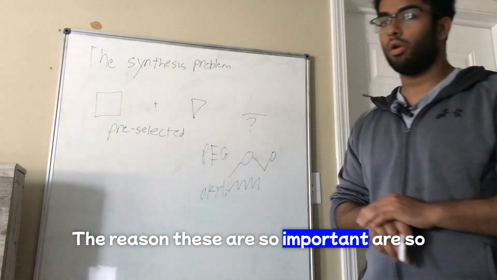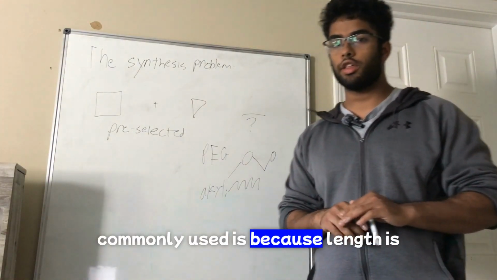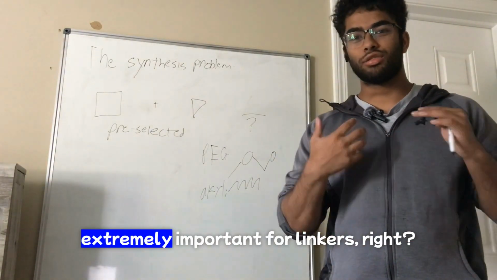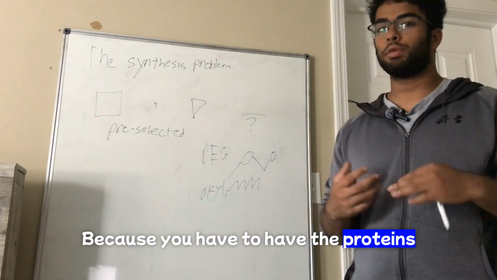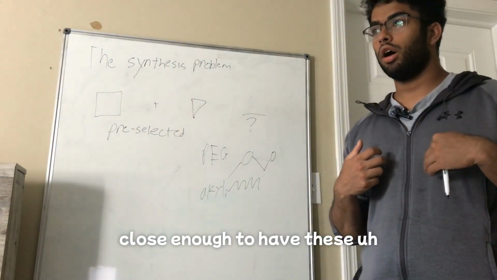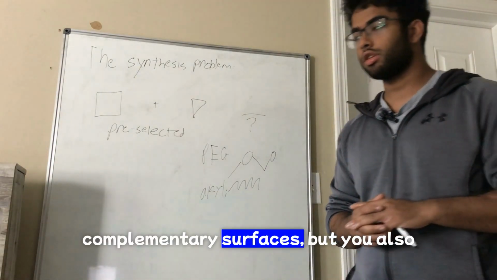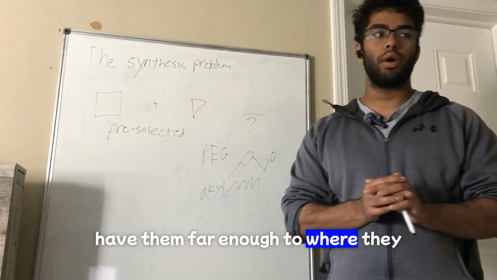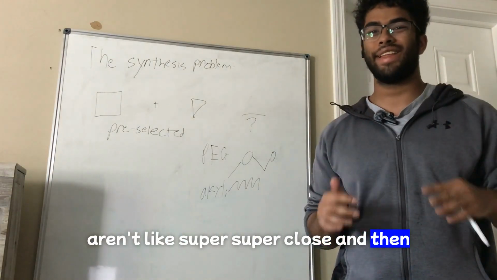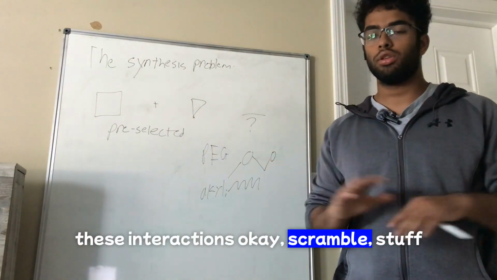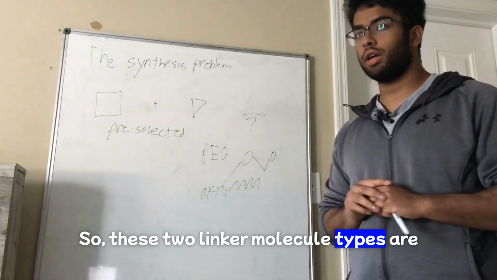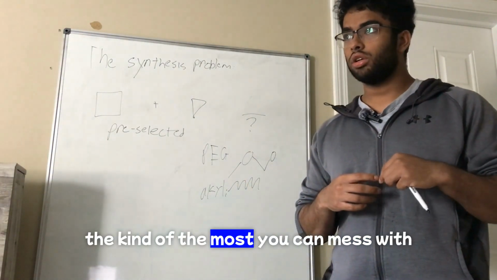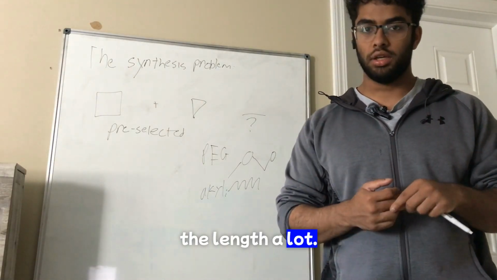The reason these are so important, are so commonly used, is because length is extremely important for linkers, right? Because you have to have the proteins close enough to have these complementary surfaces, but you also have them far enough apart that they aren't super close, and then these interactions get scrambled, stuff like that. So with these two linker molecule types, you can mess with the length a lot.